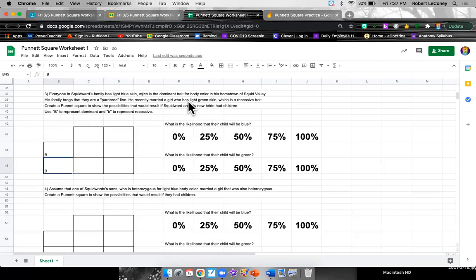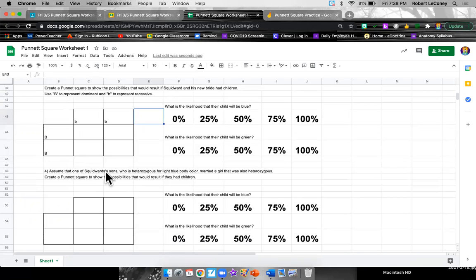He married a girl who's light green. So she does not have the dominant trait. So she is showing the recessive trait, then she must have the recessive alleles. The only way to show recessive is to have 2 recessives. All right. So now we got dad, we got mom, put them together.